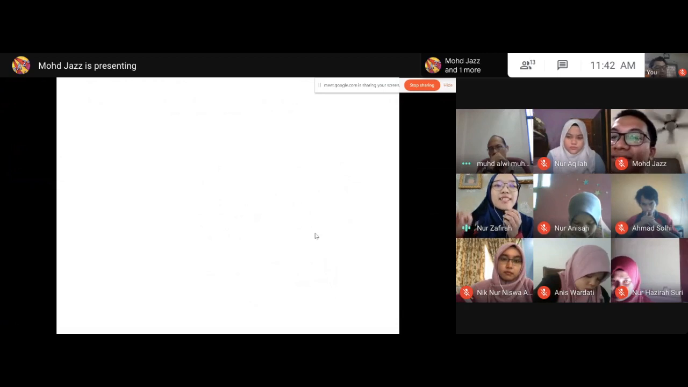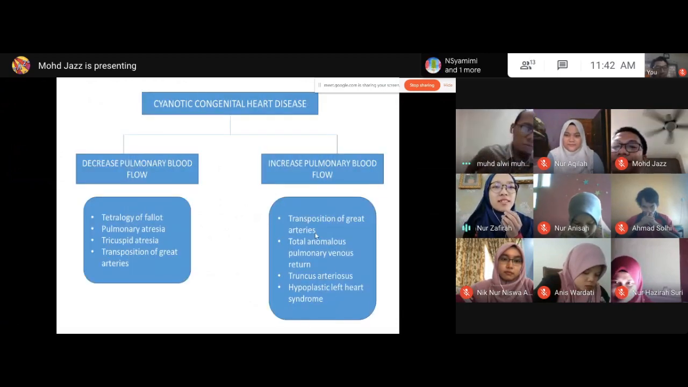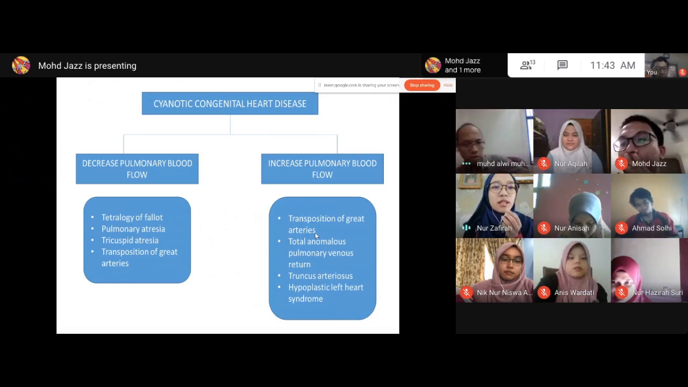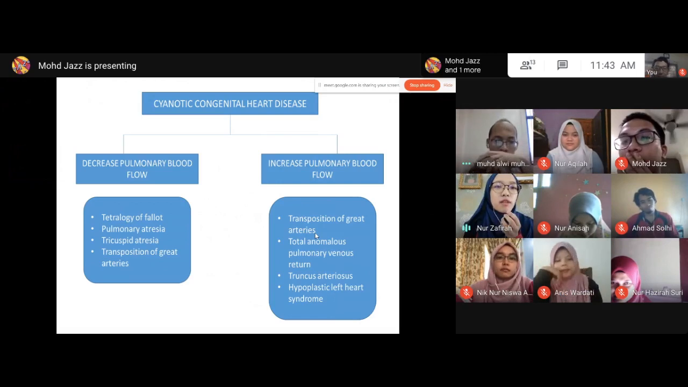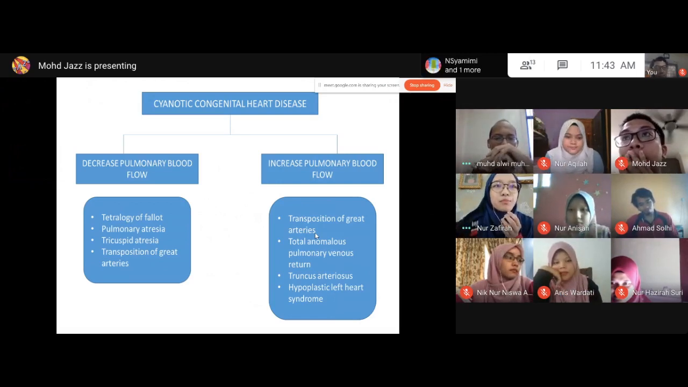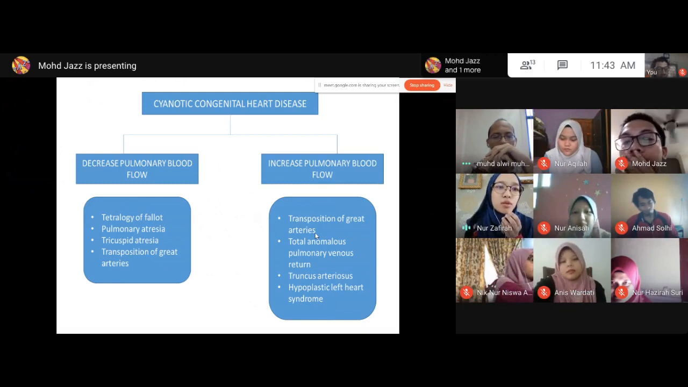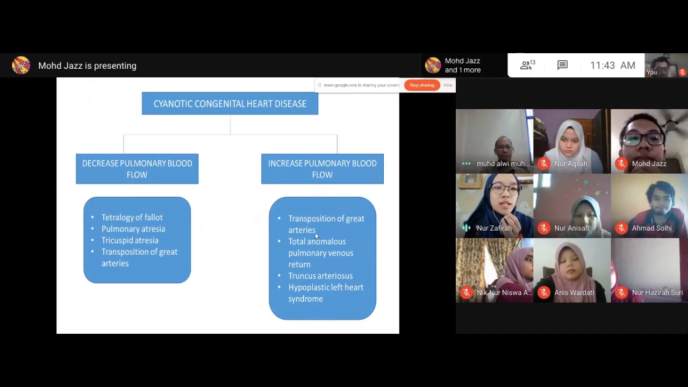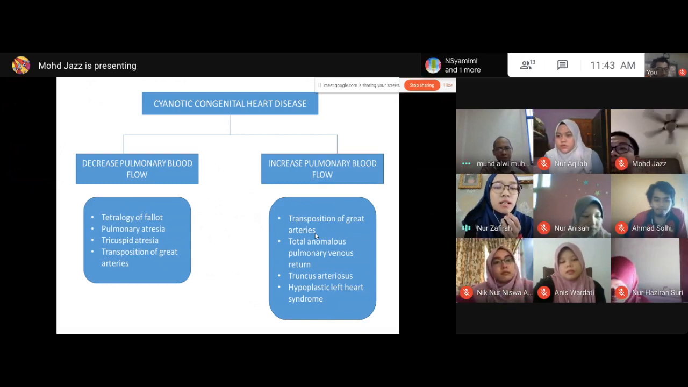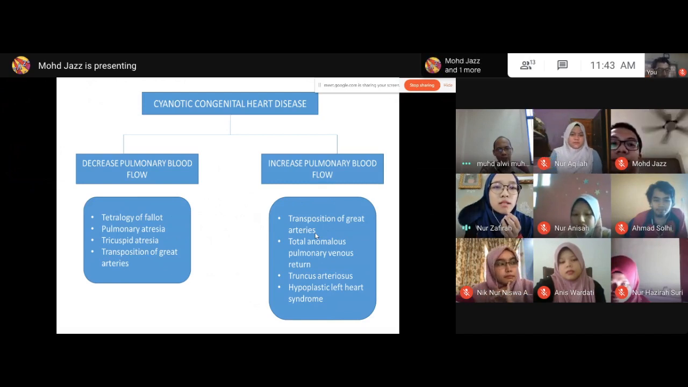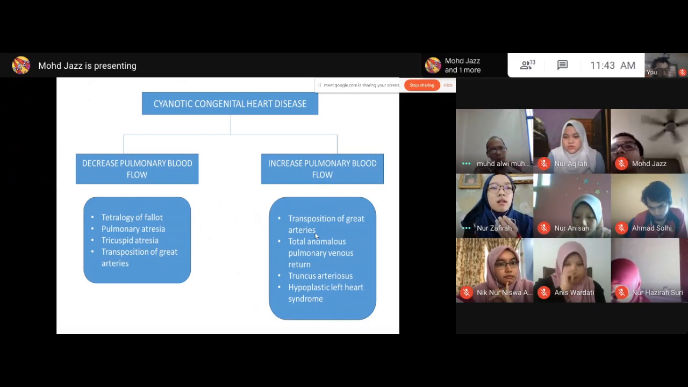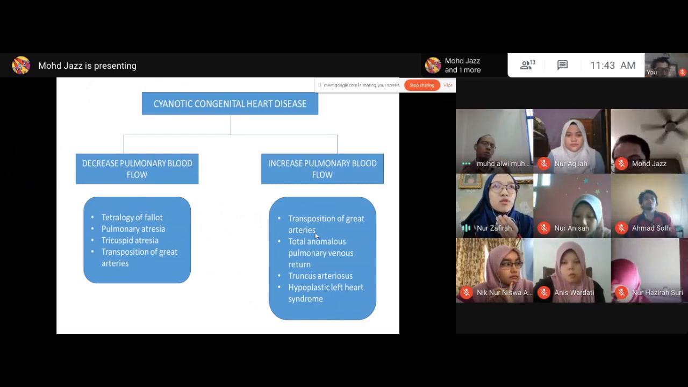So the cyanotic congenital heart disease can be divided into two, which is decreased pulmonary blood flow, and the second one is increased pulmonary blood flow. So the examples of decreased pulmonary blood flow are tetralogy of Fallot, pulmonary atresia, tricuspid atresia, transposition of the great arteries. And the increased pulmonary blood flow examples are transposition of the arteries, total anomalous pulmonary venous return, truncus arteriosus, and hypoplastic left heart syndrome. So why is it called decreased pulmonary blood flow? It is called because the blood flow from the heart into the pulmonary is decreased. However, the increased is vice versa.